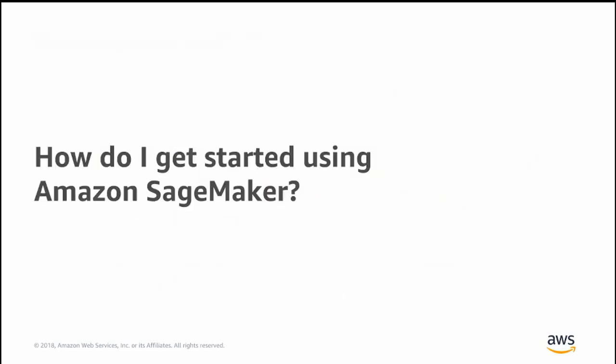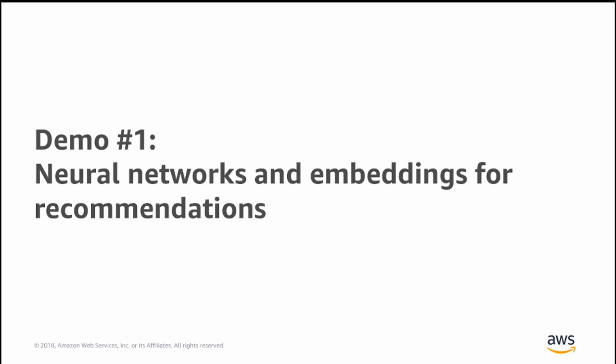So now we'll move on to how I get started using Amazon SageMaker. We'll walk through a couple of demos now. So the first demo that we're going to walk through is using neural networks and embeddings for recommendations.